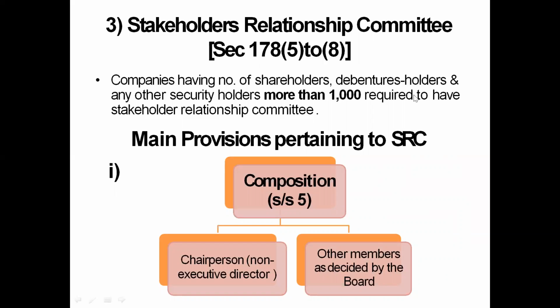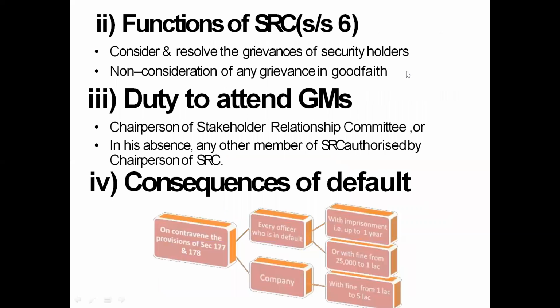Now, the third kind of board committee is the stakeholders relationship committee, which is a very important and valuable committee with regard to internal management, governed under section 178, subsections 5 to 8. Companies having more than 1,000 shareholders, debenture holders and any other security holders are required to have a stakeholder relationship committee. The major provisions under subsection 5 concern composition. The first member is the chairperson, a non-executive director, and other members are decided by the board.